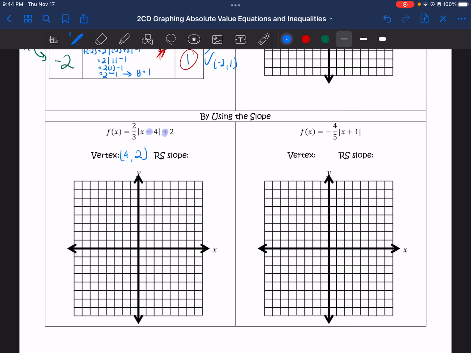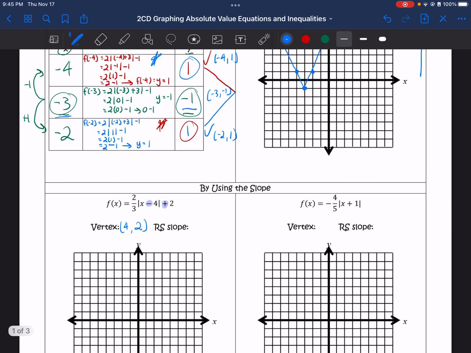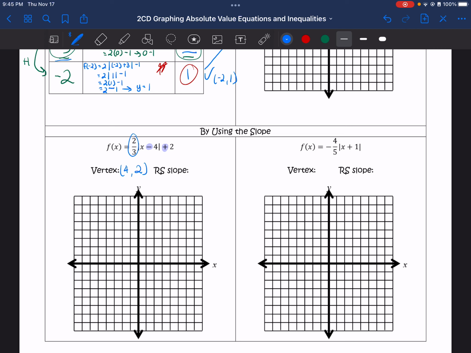Now, using the slope method is very easy for our graphing. We are actually going to use our slope, our a. We said that a was our slope, and we're going to use this slope, 2 over 3, to graph the right side of our graph. So to do this, we're going to plot the point 4, 2. We're going to go 1, 2, 3, 4, and then up 1, 2, giving us this point right here.